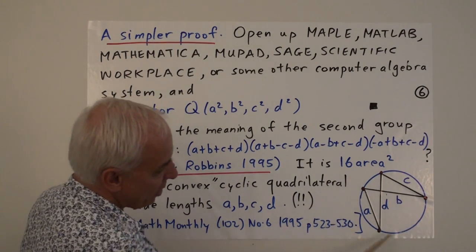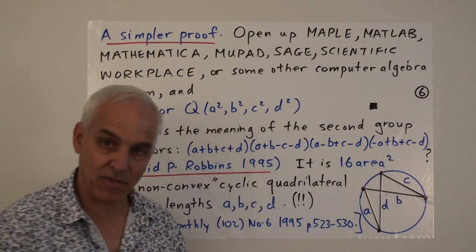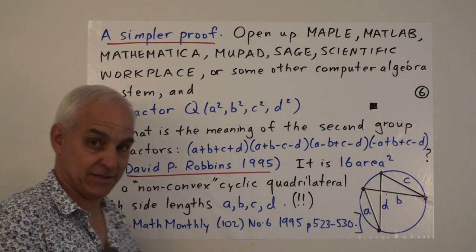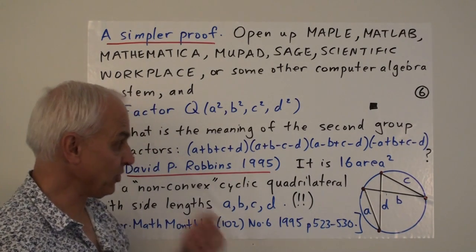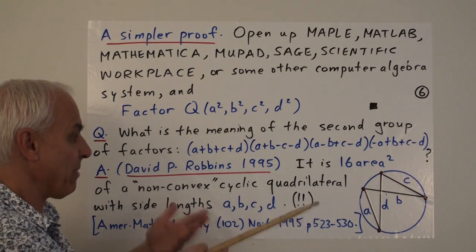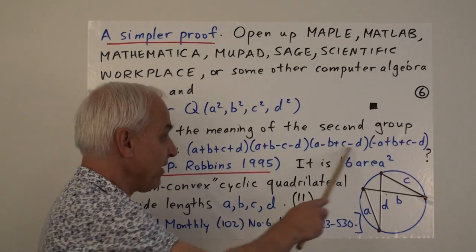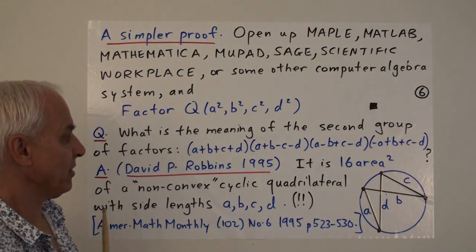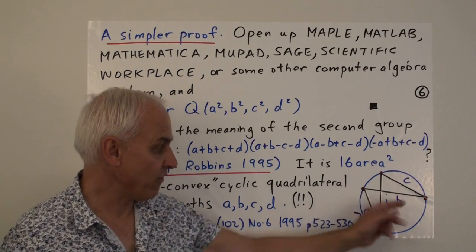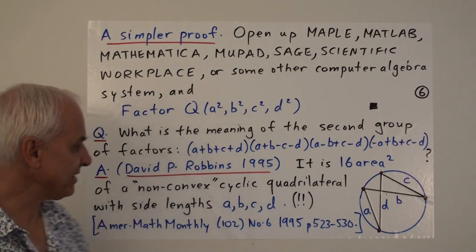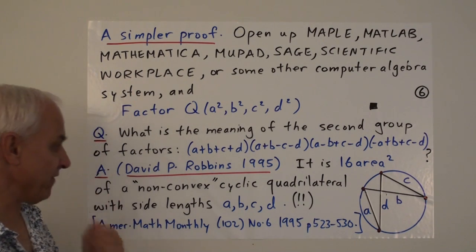If we have a cyclic quadrilateral that looks like this, A, B, C, D, with lengths like that, then it also has an area, and we can square that area and multiply it by 16, and when we do, there's an analog of Brahmagupta's formula for this kind of cyclic quadrilateral, and it involves exactly these four terms here. So the product of these four things is exactly 16 times the square of the area of such a non-convex cyclic quadrilateral.